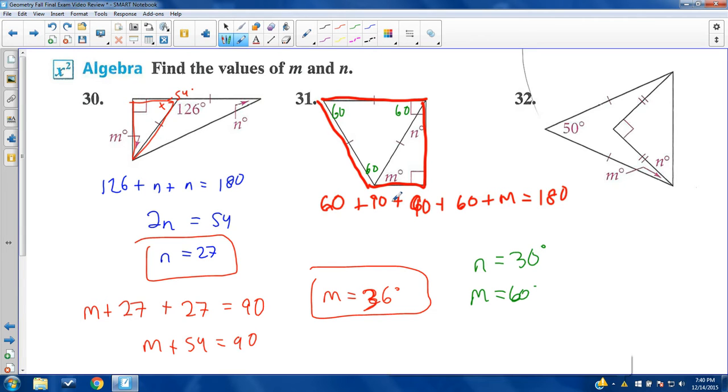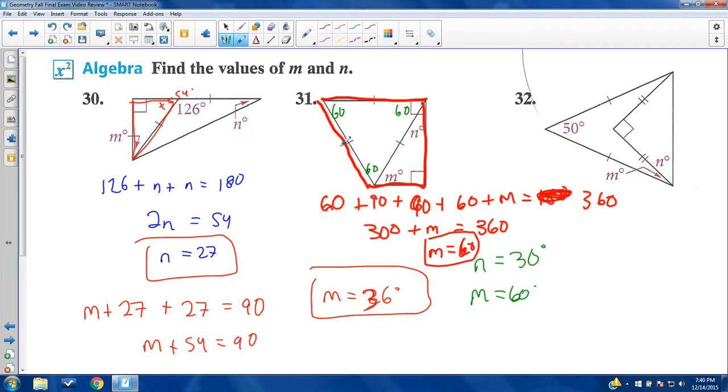90 plus 90 is 180. 60 plus 60 is 120. 180 plus 120 is 300. Oh, see, I just did this wrong too. This is 360. Equals 360. I was too focused. I don't know what I was focused on. So m is 60. And once again, n is 90 for the same reason. So you get m is 60.